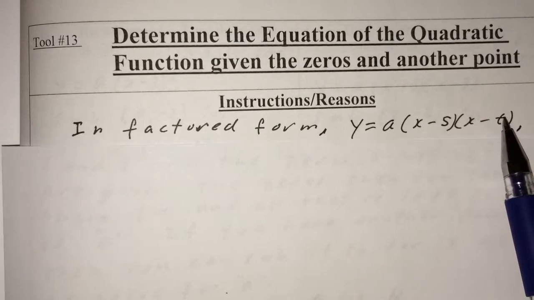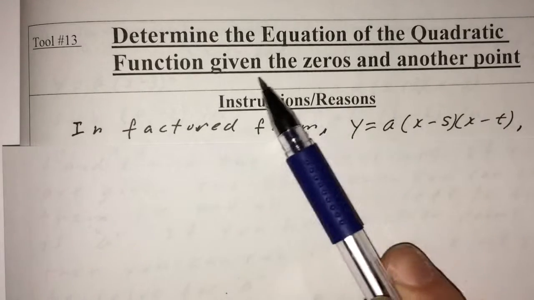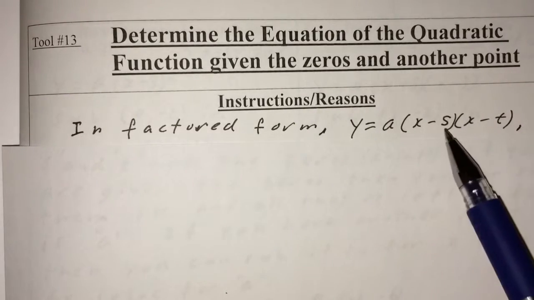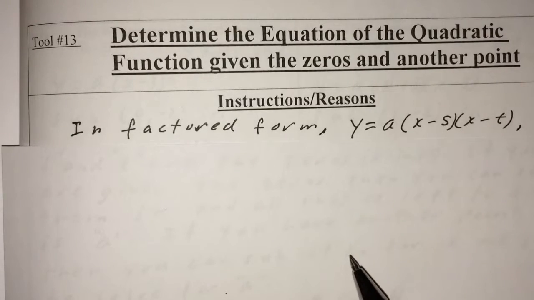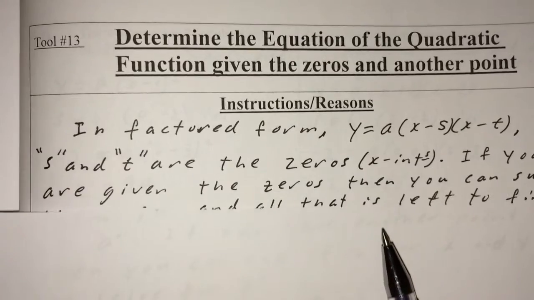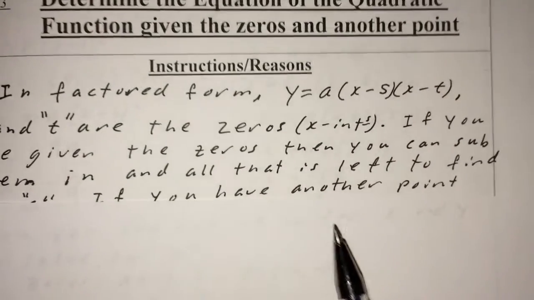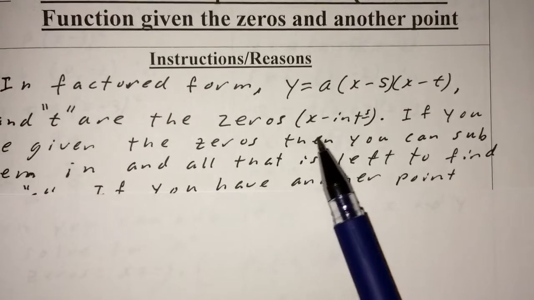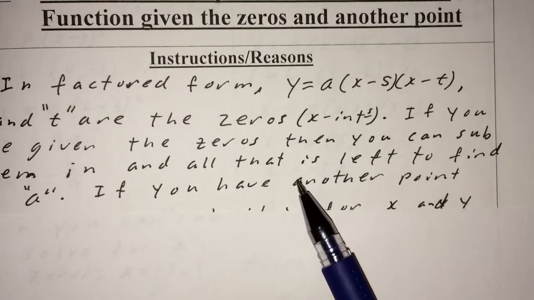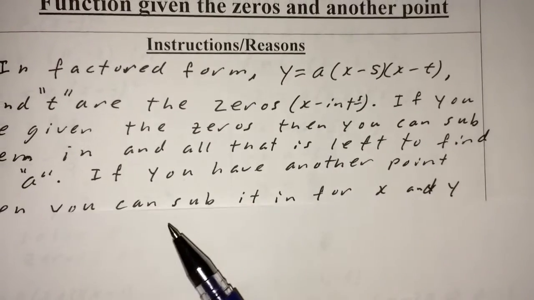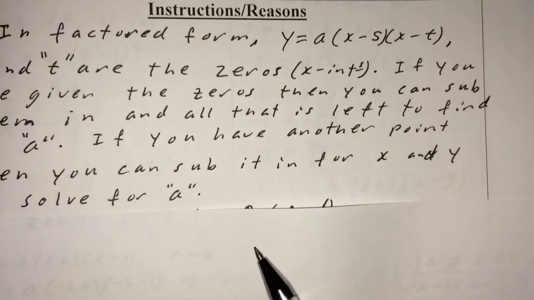And same as the last one for vertex form and a point, the vertex and a point. Well, we've got the x-intercepts and a point. Plug them into this form. Plug the point in for x and y, and then you can solve for a. Okay, so this is basically what this says here. If s and t are the zeros, if you're given the zeros, then you can just sub them into this, and all that is left to find is a. You have another point, you sub it in for x and y and solve for a.